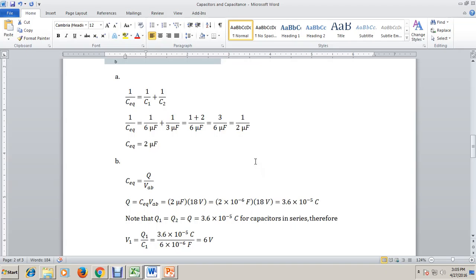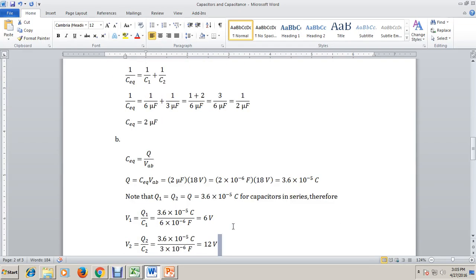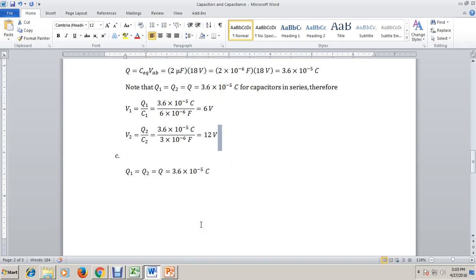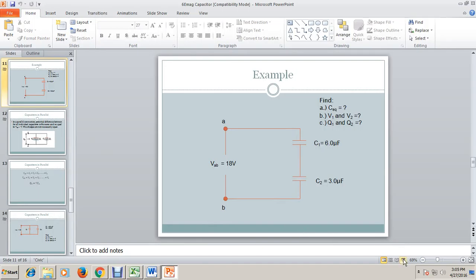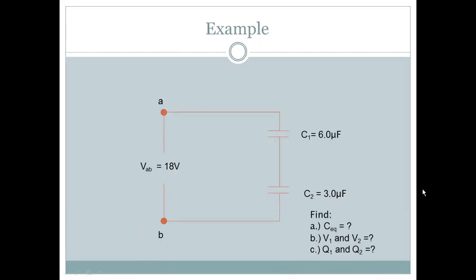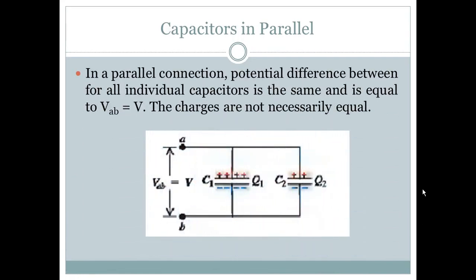Okay, so for letter C, we're already done, since we already noted that Q sub 1 is equal to Q sub 2 is equal to Q is equal to 3.6 to the negative 5 coulombs. Okay, so next in our discussion would be capacitors in parallel. Capacitors in a parallel connection.